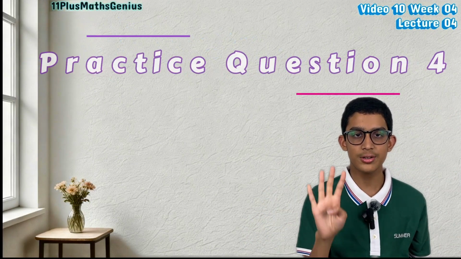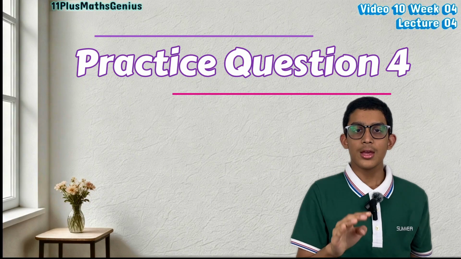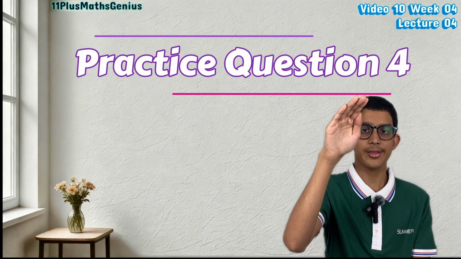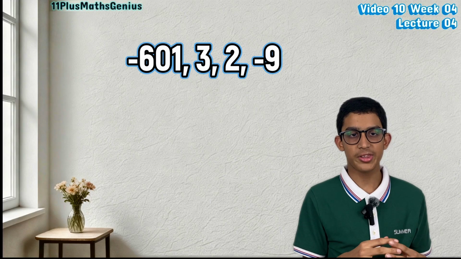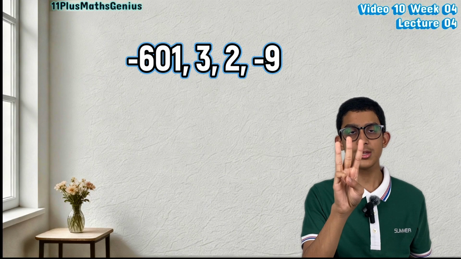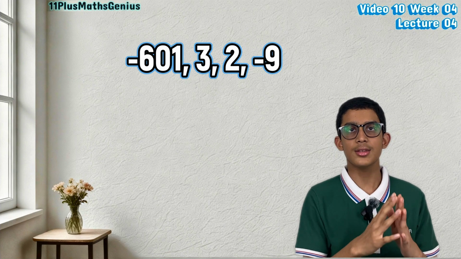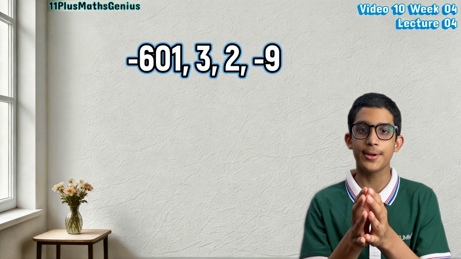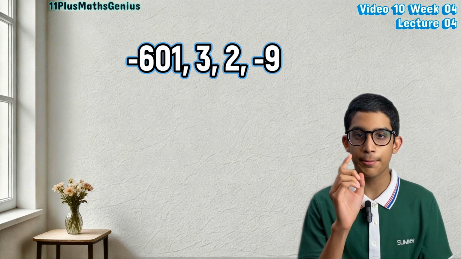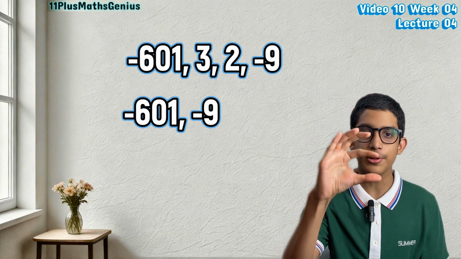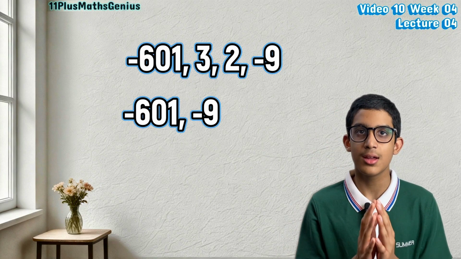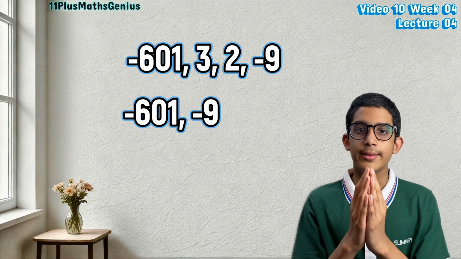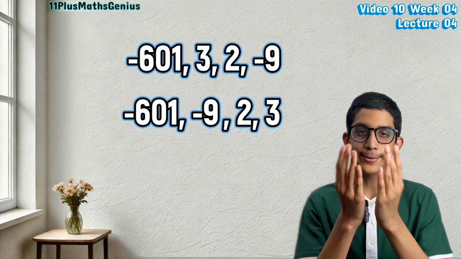Practice question 4. Arrange numbers from the smallest to the largest. -601, 3, 2, and -9. We put the negative numbers first because they are smaller than the positive numbers. So we have -601, -9, 2, and 3.